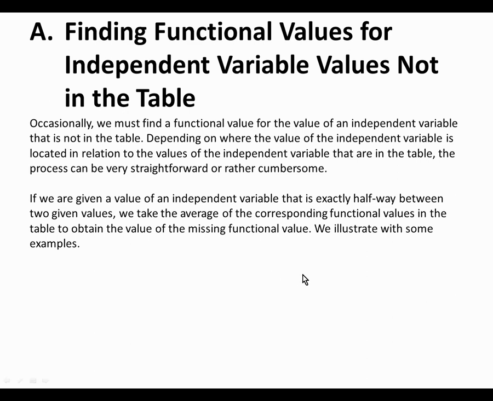Remember, to find an average of something, just like for the average of two numbers, you add the two numbers and divide by 2. If you're looking for the average of 3 numbers, you add the 3 numbers and divide by 3. So that's the idea here.